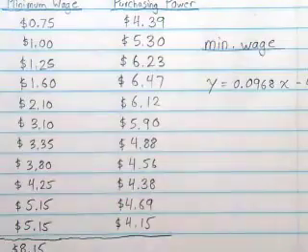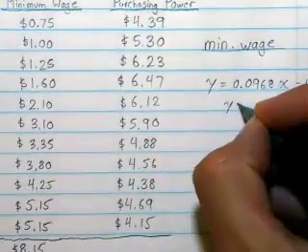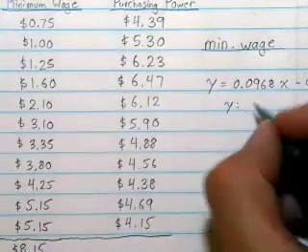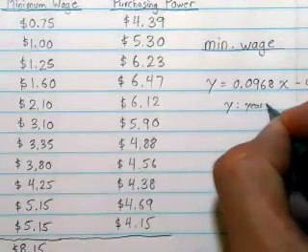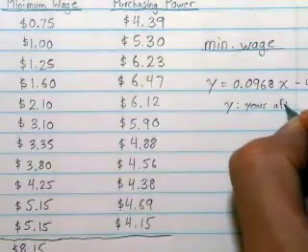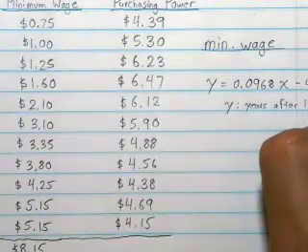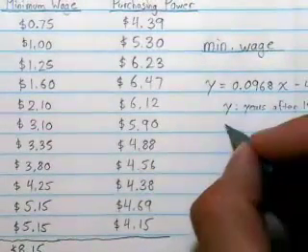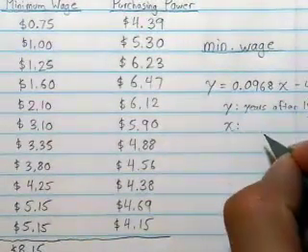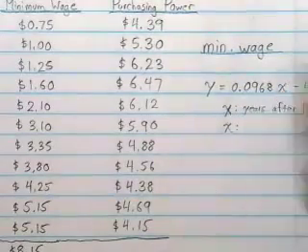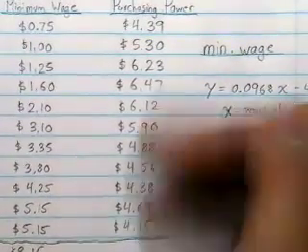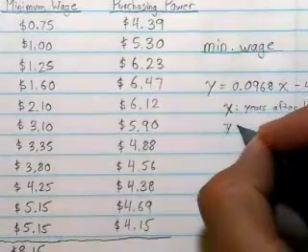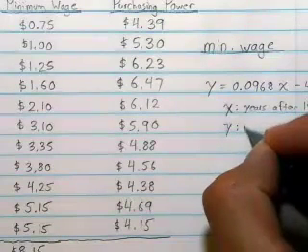Okay, and for that one, Y represents years after 1900, because remember we used 55 for 1955, and we used 60 for 1960, and all of that. So that's years after 1900, and then X would be, oh, I'm sorry, this is X. That's X. And then Y would be the minimum wage.